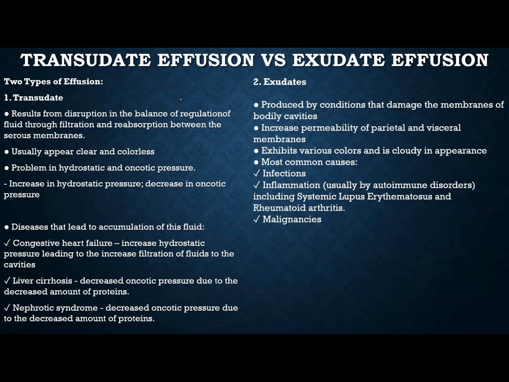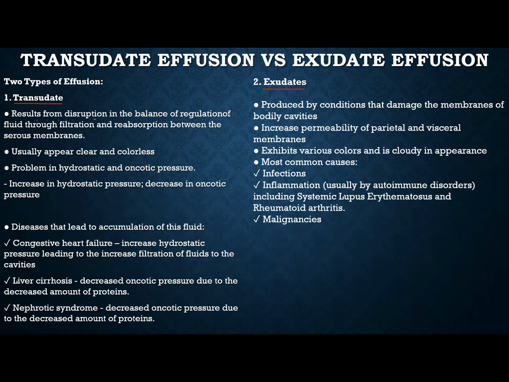Now, what are the two types of effusion class? We have what we call a transudate and an exudate. So again class, if you have too much serous fluid, you have an effusion. Now, effusion is divided into two types, a transudate and an exudate. Now, let's tackle their difference, class.